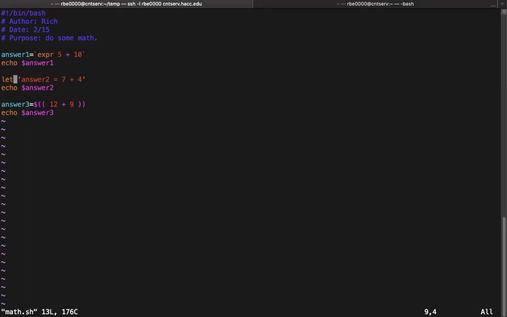The next way I know how to do math in the shell is to use let, where you say let answer2 equals 7 plus 4. That's going to do that math operation. And the third way is to enclose the math operation inside double parentheses with a dollar sign in front of it. So this is a third way you can do math in the shell.